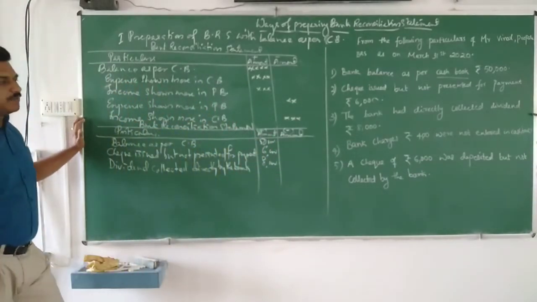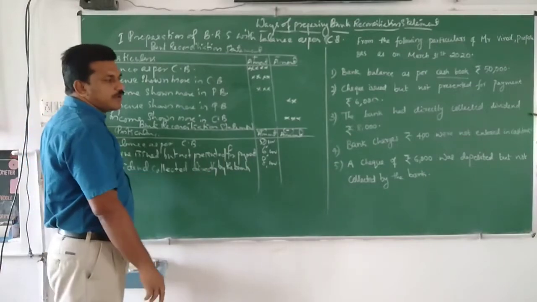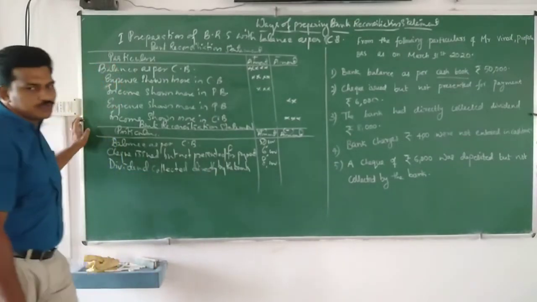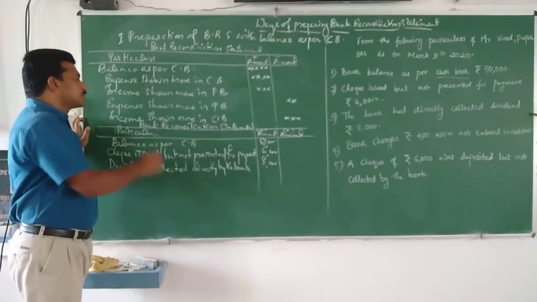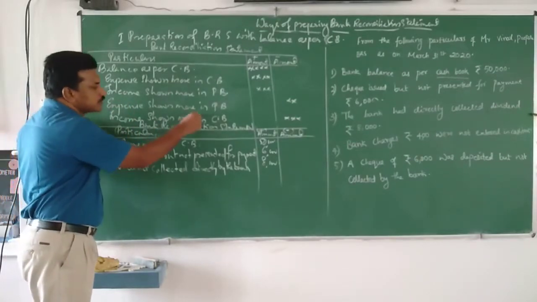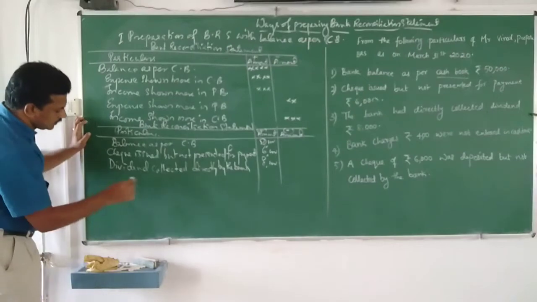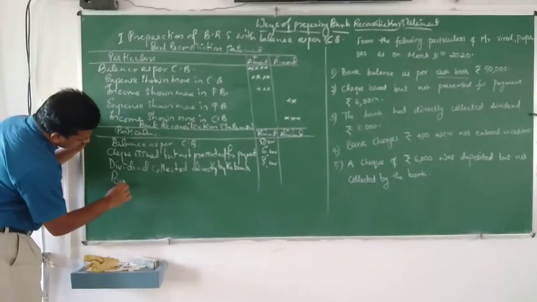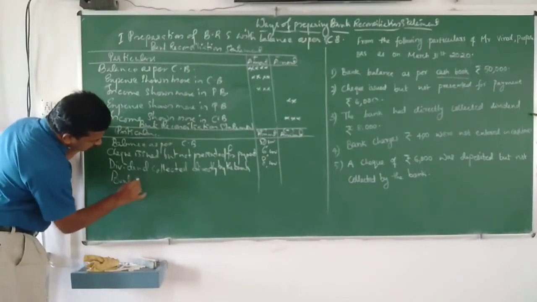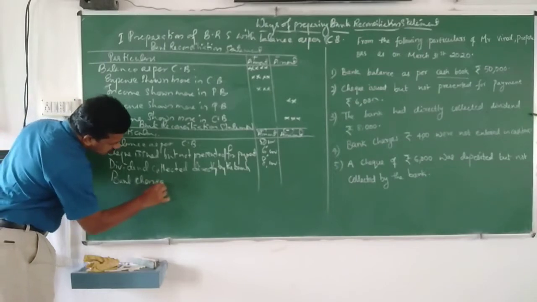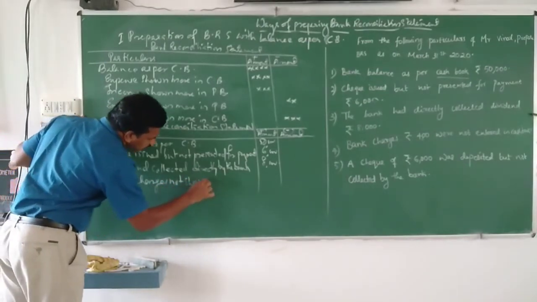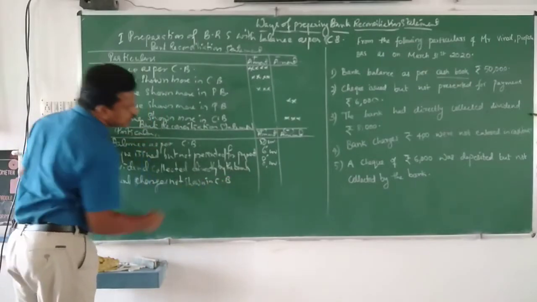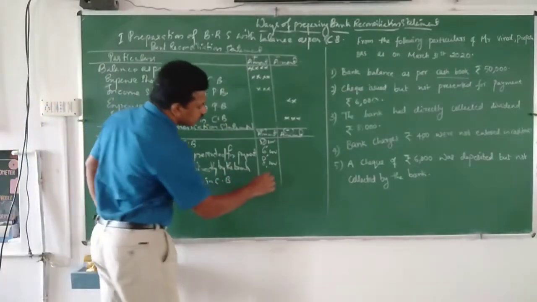Okay. Then bank charges 400 were not entered in cash book. Bank charges, expense shown in passbook. Expense shown in passbook can be deducted. So bank charges not shown in cash book. How much? 400 rupees.